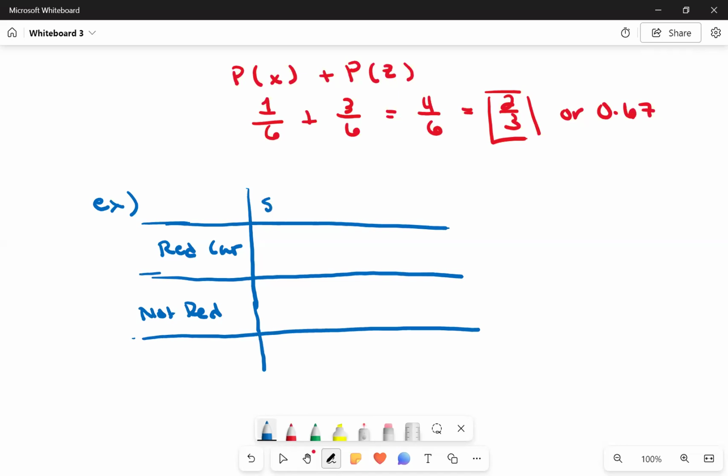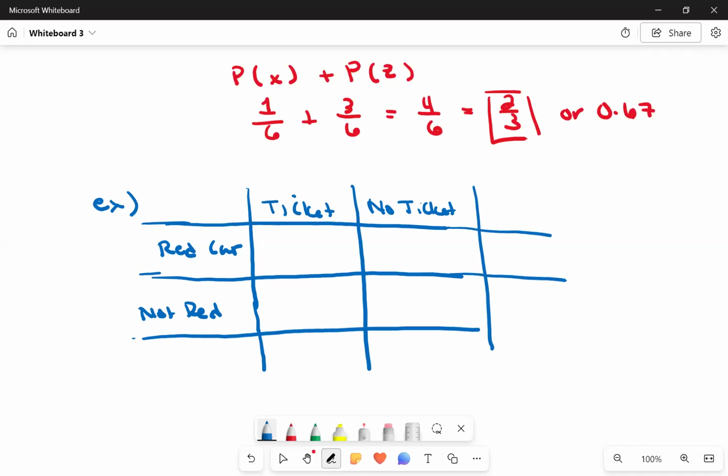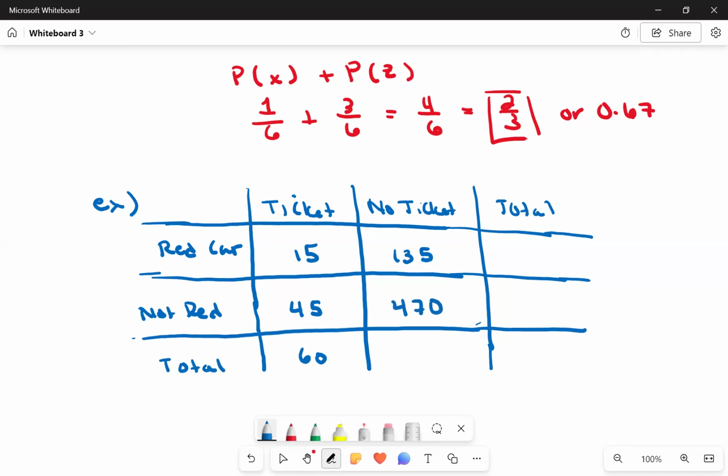And then one is that you get a speeding ticket or you don't get a ticket. Actually, maybe I should say ticket instead of speeding ticket, since I'm trying to abbreviate here. And then the last column here is going to be the totals, and the last row is going to be the totals. Okay. So we've got 15, 45, 60. And we have 135, 470, and that totals up to 605. And then this first row totals up to 150. Second row totals up to 515. And then both the row and column total up to 665. Okay, cool. So there's our basic information.